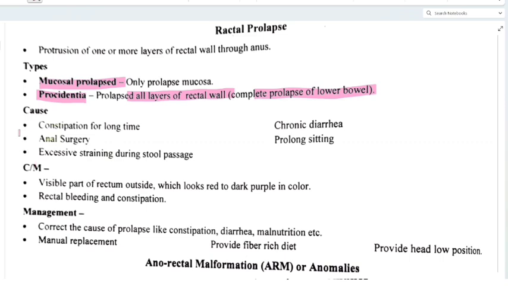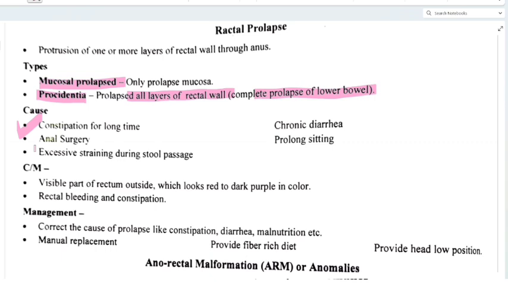So if a patient is having chronic constipation, right, for a long time, meaning बहुत दिन से उसको constipation है, जितना सारा bowel disease है ना, the main cause, main risk factor is constipation. Every problem starts with constipation. Then chronic diarrhea is there, anal surgery that happened in the past, that is also a major risk factor.